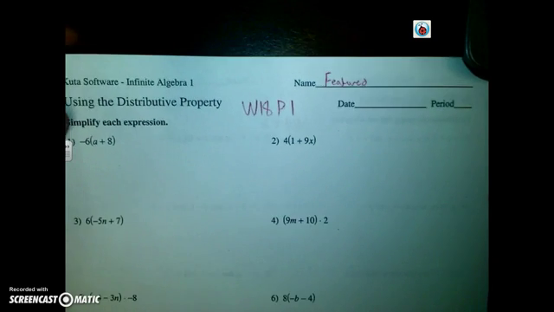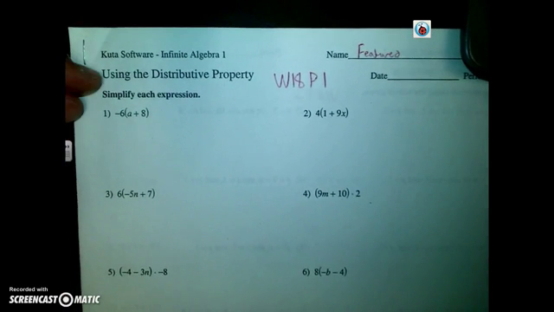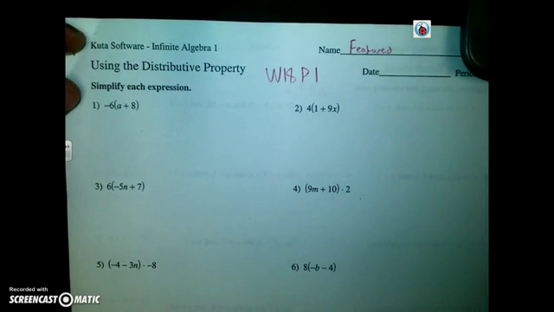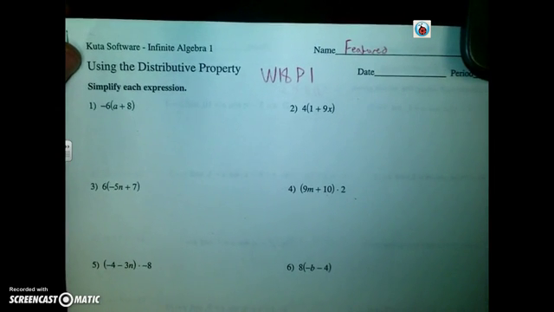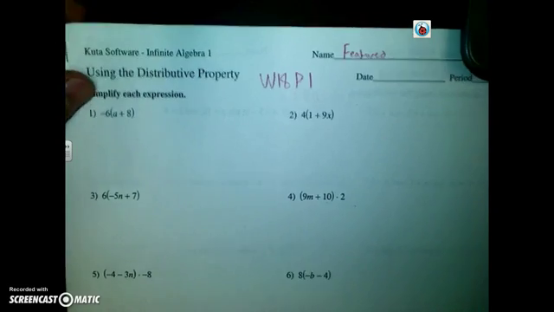Hello, this is going to be the week 18. I didn't get it labeled on the worksheet, but this is what the first page looks like here for us. Week 18, page 1, we'll look at the distributive property. So I'll just scroll down here.